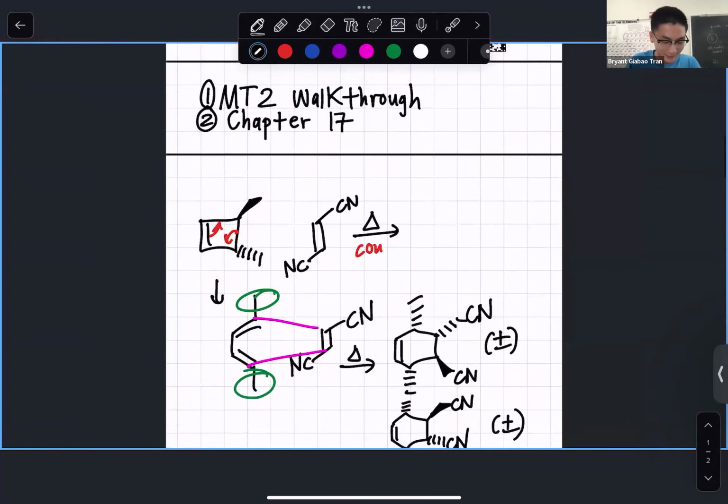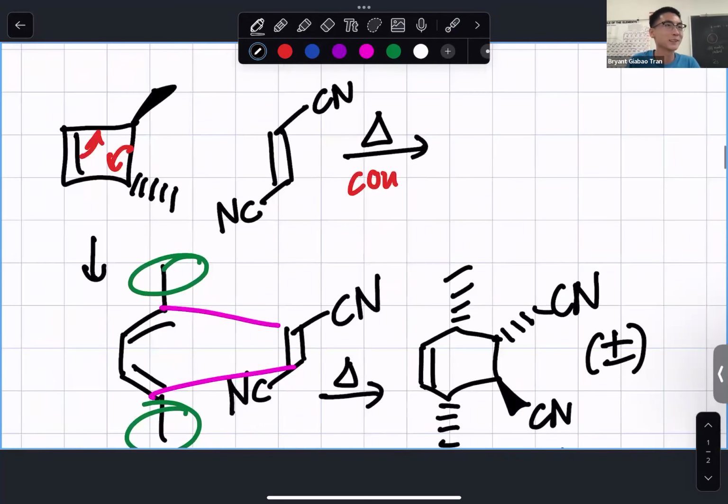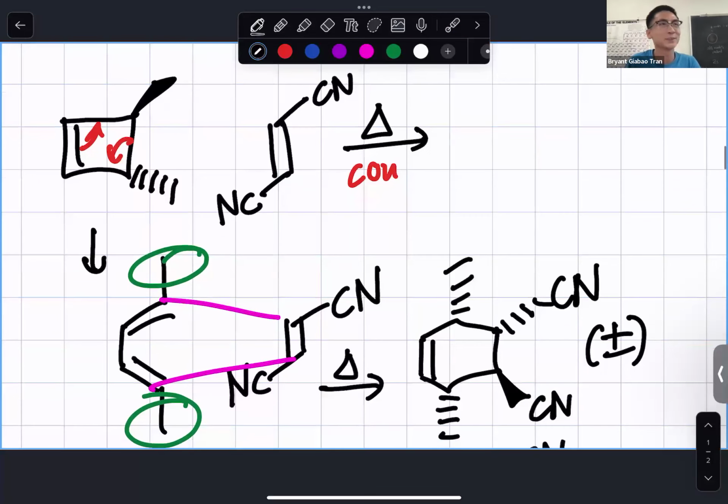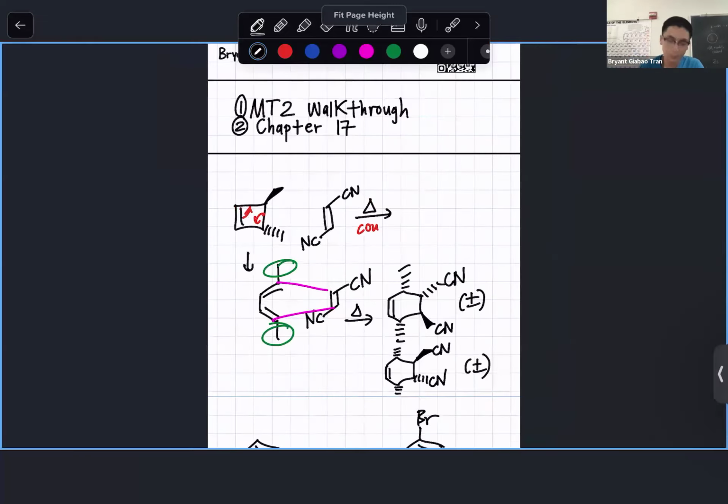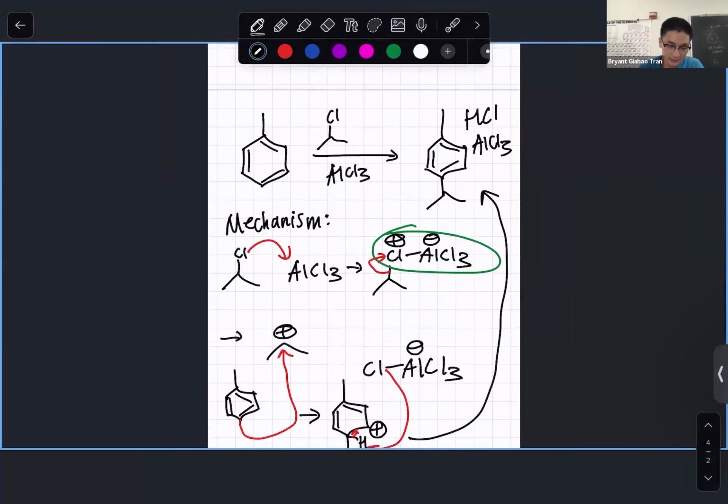This was an interesting problem. I've never seen a Diels-Alder asked this way. You have to open up the ring to make a diene and then do the Diels-Alder that way. Let's see what else. The terminal alkyne has 2 diagnostic peaks.